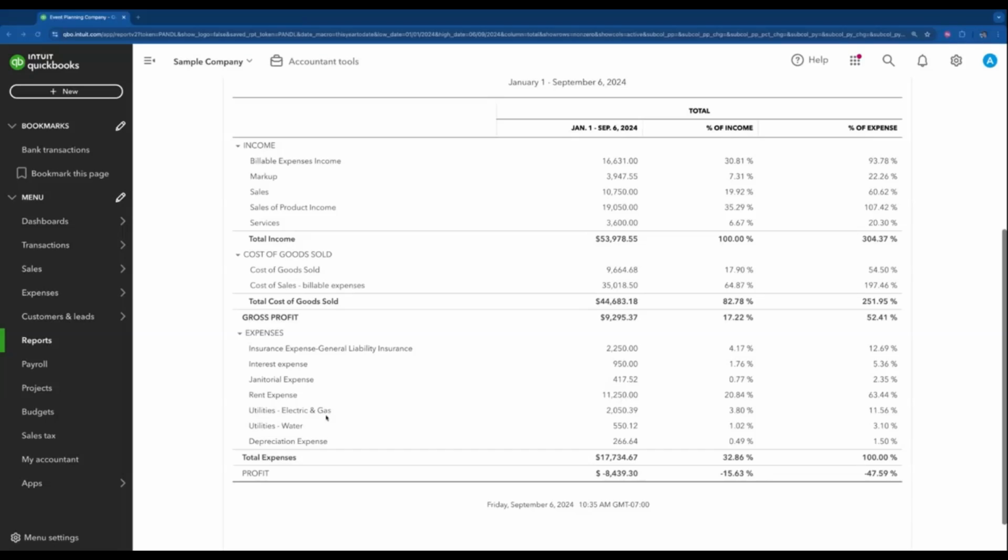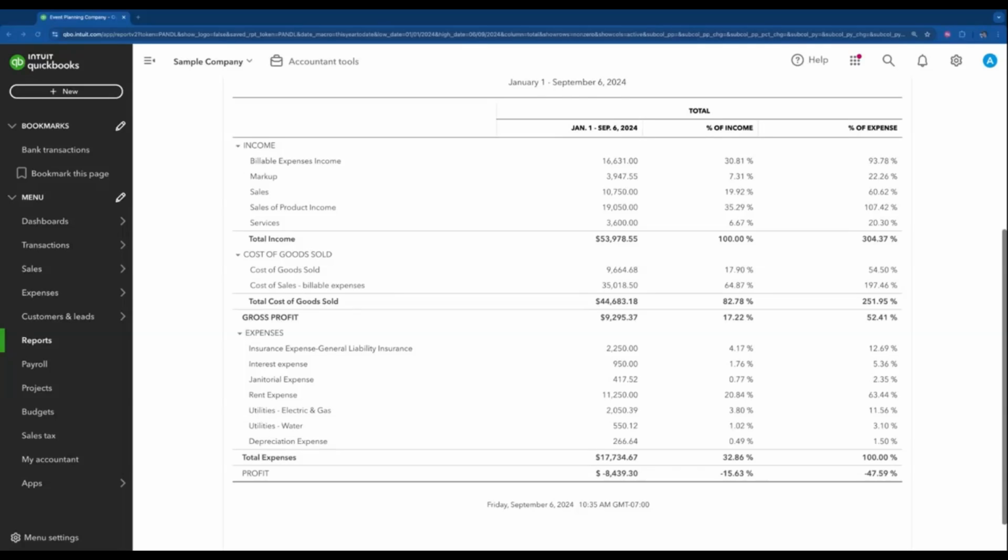I would also check other expenses like these utilities here, electricity, gas, and also the insurance. You want to make sure that the business isn't overpaying. Always keep an eye on your rates. You may need to change the service provider.